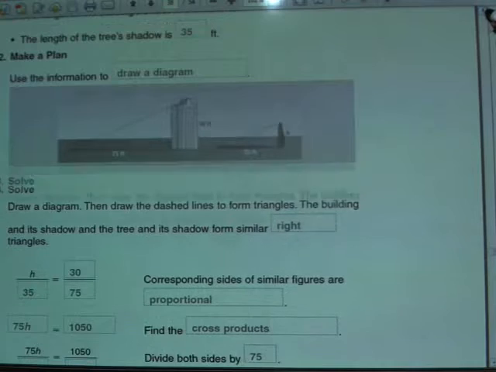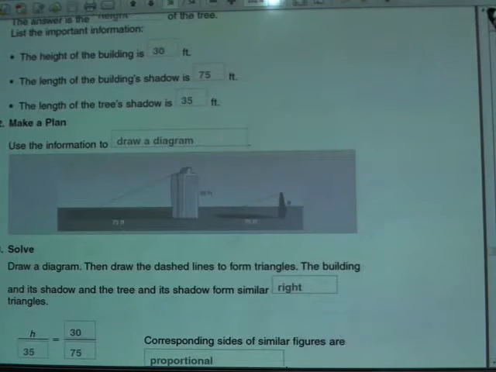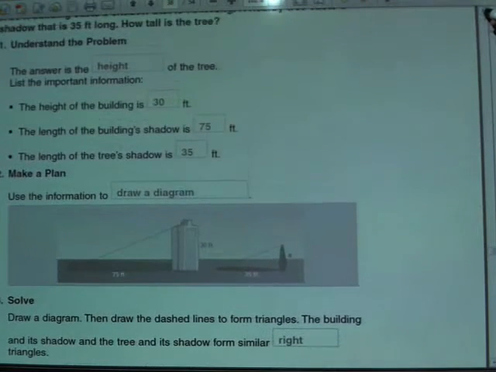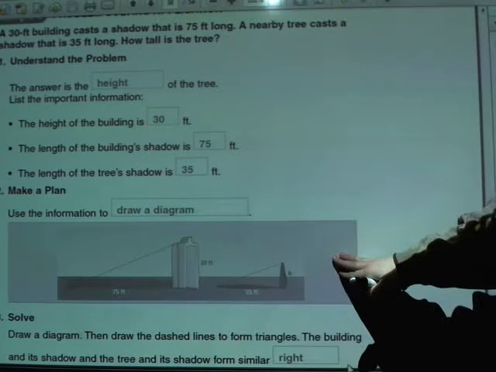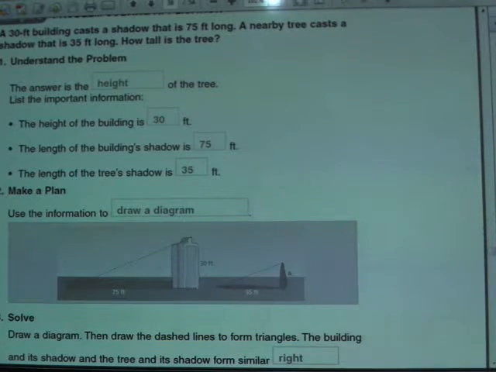All right, here's question number 2. Question number 2 says that a 30-foot building casts a shadow that is 75 feet long. A nearby tree casts a shadow that is 35 feet long. How tall is the tree? So where I would start here is actually what they've done in step 2, which is the drawing.